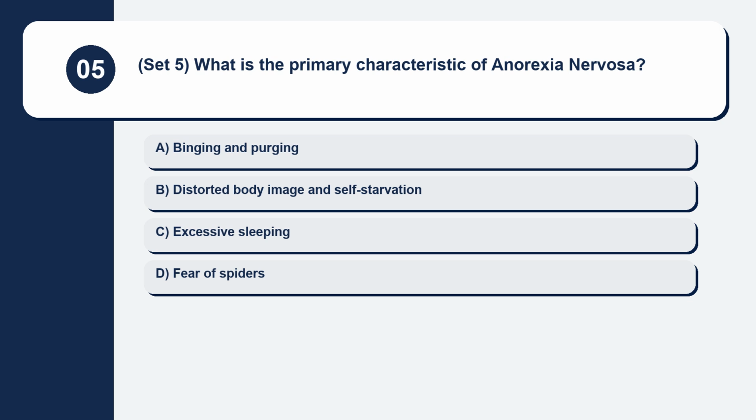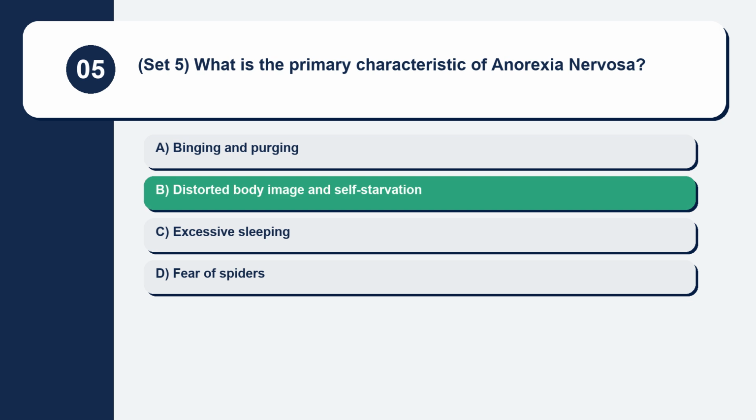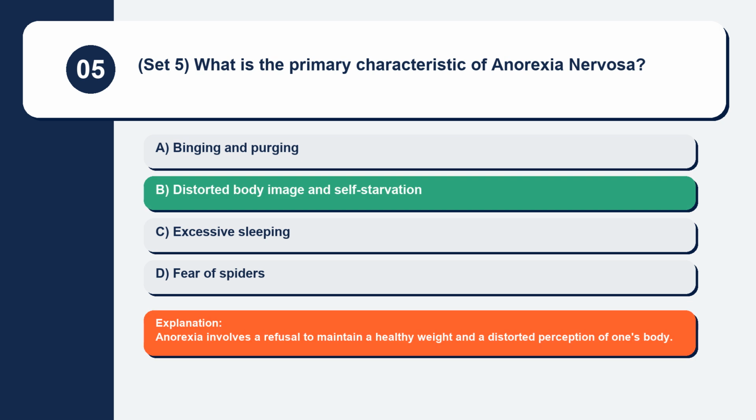Question 5. Set 5. What is the primary characteristic of anorexia nervosa? Binging and purging, distorted body image and self-starvation, excessive sleeping, fear of spiders. Anorexia involves a refusal to maintain a healthy weight and a distorted perception of one's body.